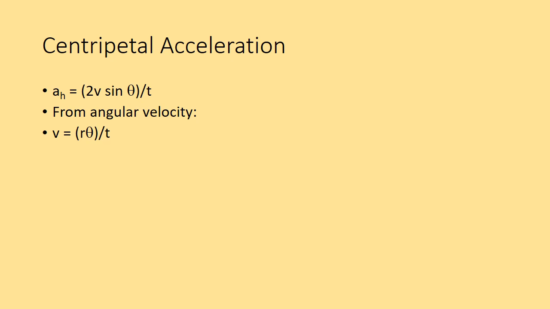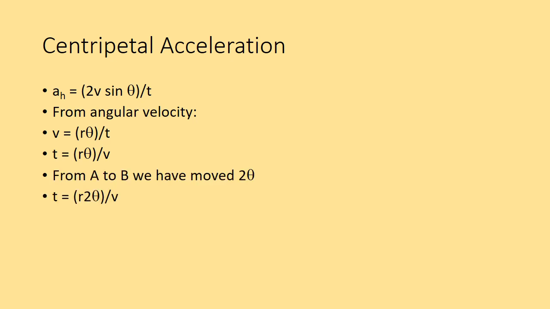We go back to our definition of angular velocity, and we see that the velocity is equal to r theta divided by t. We can rearrange that quite easily to get t equals r theta divided by v. So we've got the radius multiplied by the angle that we've swept through, divided by v. Remember that this angle is to go from A to C, and it's the same angle as going from C to B. So from A to B, we have moved 2 theta. That angular displacement has been gone through twice.